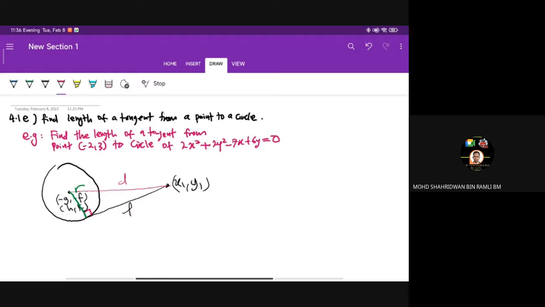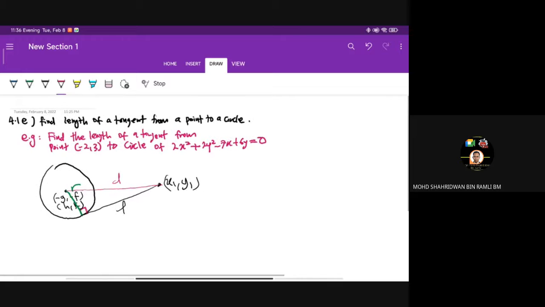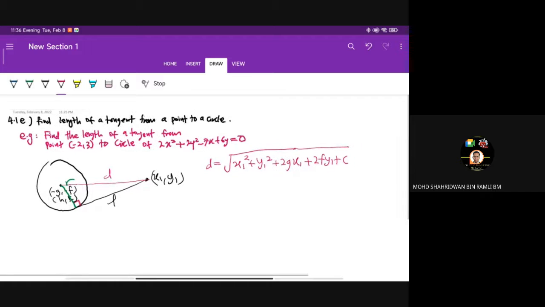Actually there are two methods. The first one is by using a formula, but I think this formula will not be given during your real exam. If you want to use this formula, you need to memorize it. L equals the square root of x1 squared plus y1 squared plus 2g x1 plus 2f y1 plus c. It's not really hard. This is the first one.